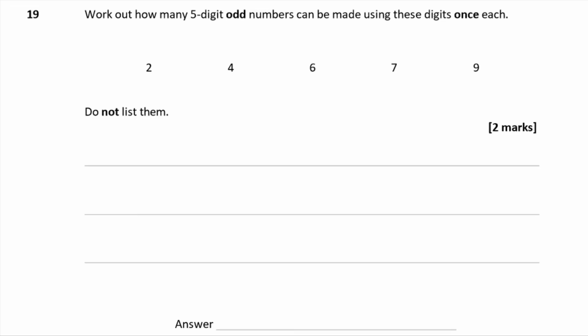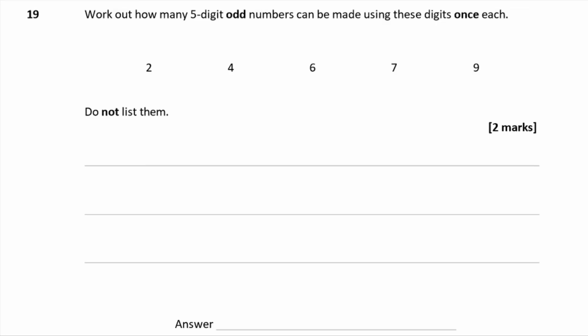Question 19, work out how many 5-digit odd numbers can be made up using these digits once each. Do not list them because it will take you forever. It will take you a long time anyway. So let's think about this mathematically. We've got the numbers 2, 4, 6, 7, 9. We want to work out a 5-digit odd number which uses each one of these only once.